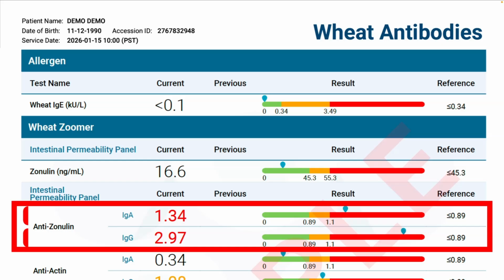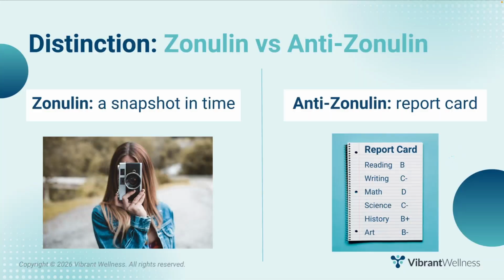The half-life of IgG is 21 days, so once your immune system creates an IgG antibody to zonulin, it tends to stick around for a while. In this way, serum zonulin levels reflect a snapshot in time, whereas anti-zonulin is more like a report card, reflecting how often zonulin has been elevated in the past months. If you collected a blood sample while fasting, i.e. no zonulin triggers present, zonulin is often normal, while anti-zonulin, which reflects past exposure, can be elevated.